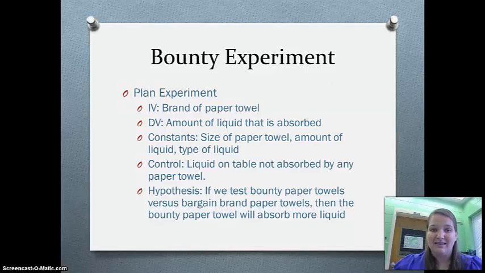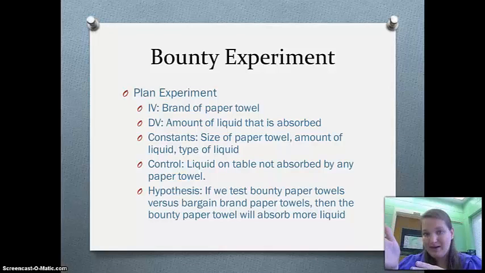Next, we're going to list the constants. Remember, all other variables need to remain the same, or need to remain constant throughout the experiment. Otherwise, it's not a valid experiment. So our constants would be the size of paper towel. We need to make sure that we're using the same size of paper towel in our Bounty paper towel and our Bargain brand. The amount of liquid that we're using needs to remain constant. We can't use 20 milliliters of liquid for Bounty paper towels and 40 milliliters of liquid for the Bargain brand.